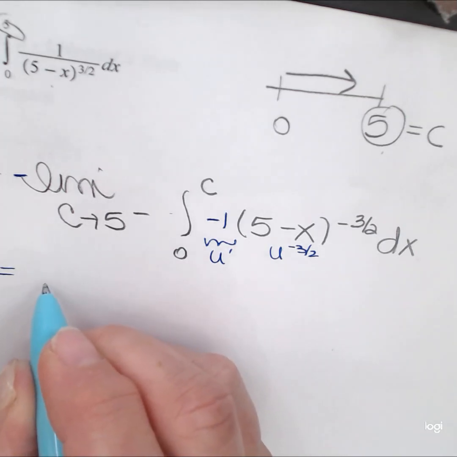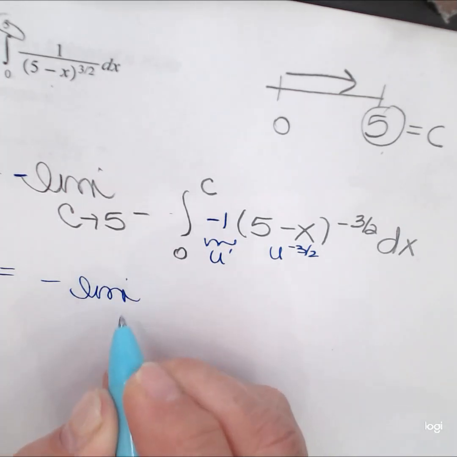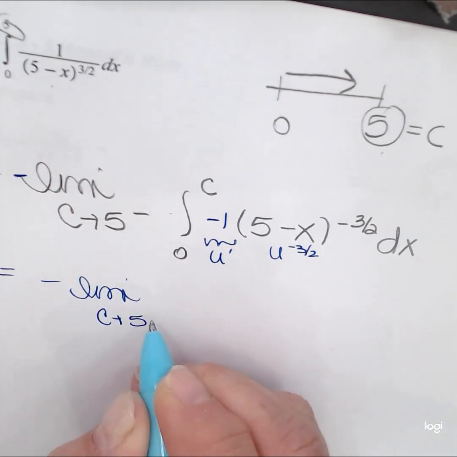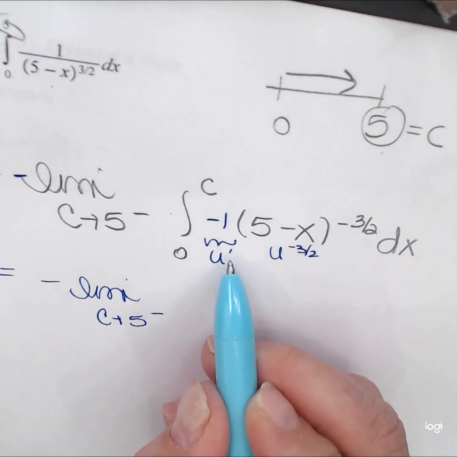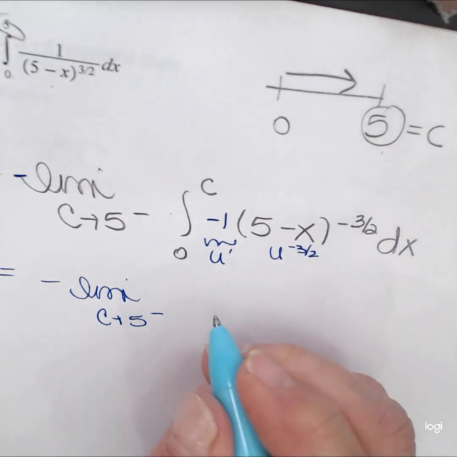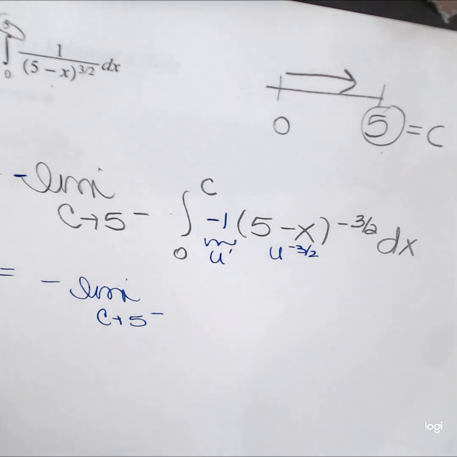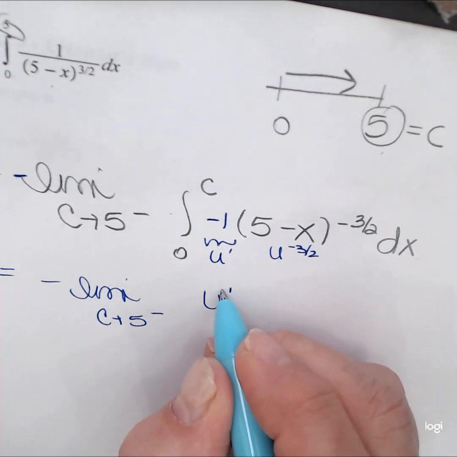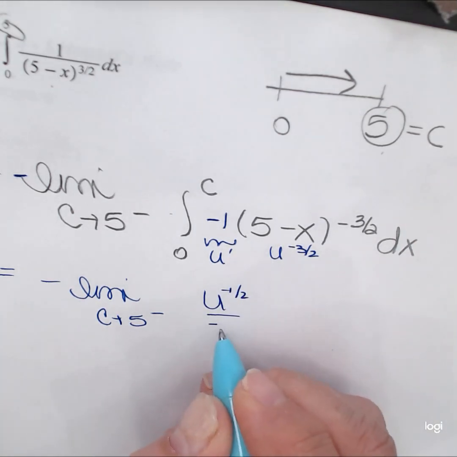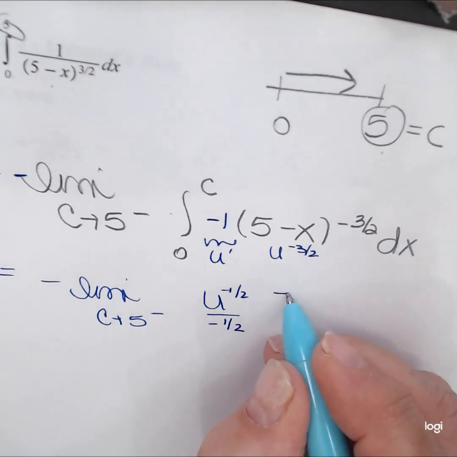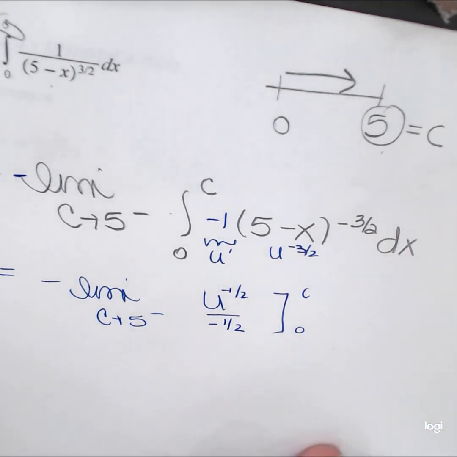So this then gives me minus the limit as c approaches 5 from the left. When we integrate u prime times u to the negative 3/2, we're going to get u to the negative 1/2, and I'll leave that as a negative 1/2 right now, over a negative 1/2. Of course, remember, we're still going to have to put in our bounds at some point. Let me go ahead and fix things up a little bit here.